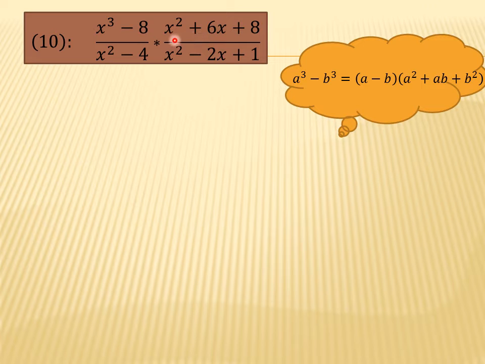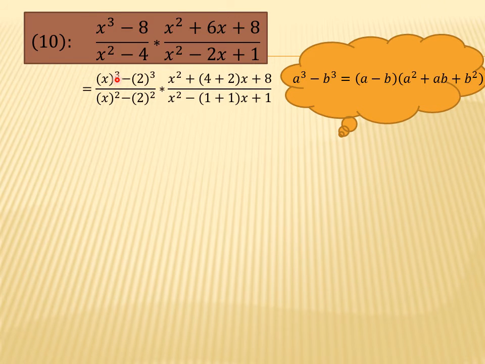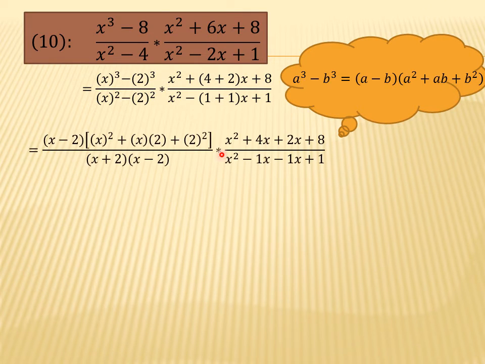In the second fraction, we have 3 terms, no common digit. So we will break the middle term. 6 will be changed to 4 and 2. And in the denominator, we will again break the middle term. 2 will be changed to 1 plus 1. Applying it, the cube of x minus the cube of 2 over the square of x minus the square of 2, multiply x square. Instead of 6, we have written 4 plus 2, and instead of 2, we have written 1 plus 1.